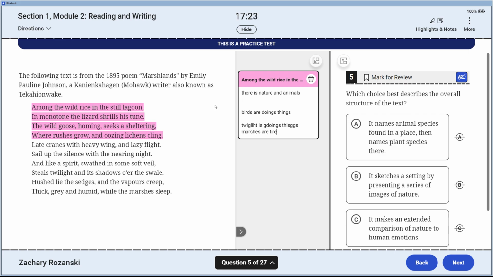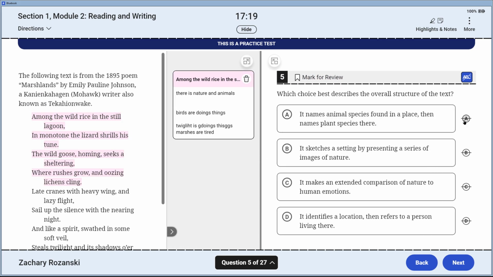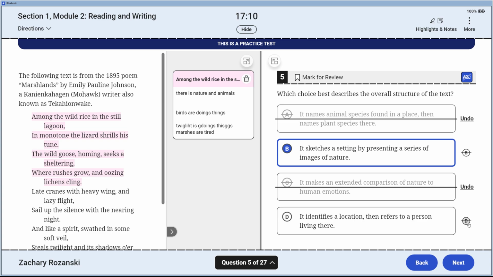Right. There's not really much to summarize out of this. It names this animal species, then a place, then no, it does not do that. It sketches a setting of images of nature. Yeah, that's kind of all that I had. Extended, I didn't really get human emotions in any of that, and it doesn't speak to a person.